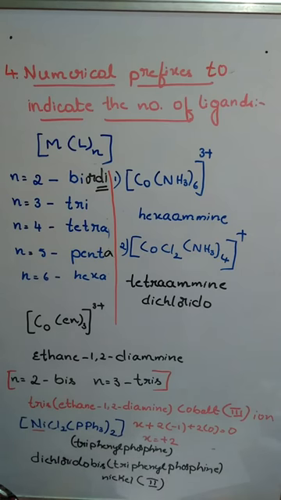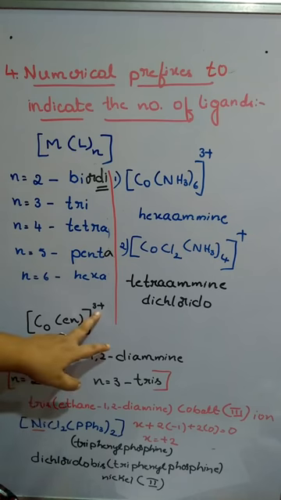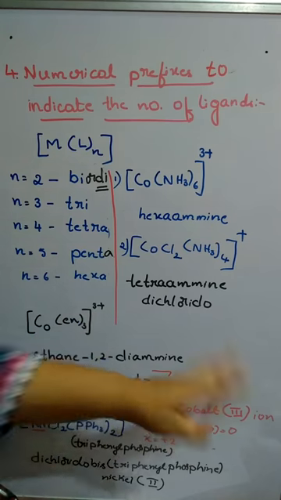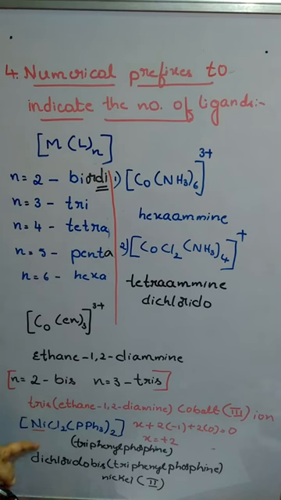So this is about the numerical prefixes to indicate the number of ligands: dichloridobis(triphenylphosphine)nickel(II). Since we don't have any charge on the complex, we are not going to mention "ion" here. In the earlier examples we had charges, so the name ended with "ion". Here there is no charge, so we end with the oxidation state of the metal itself.